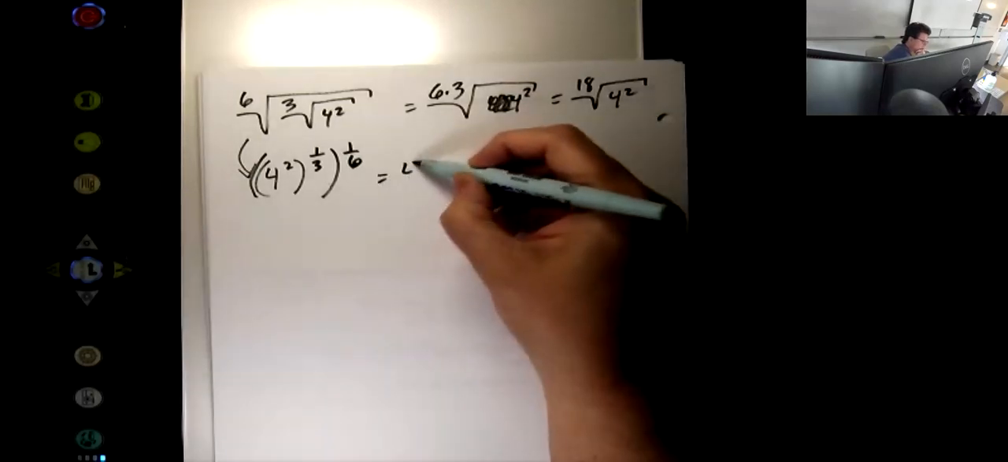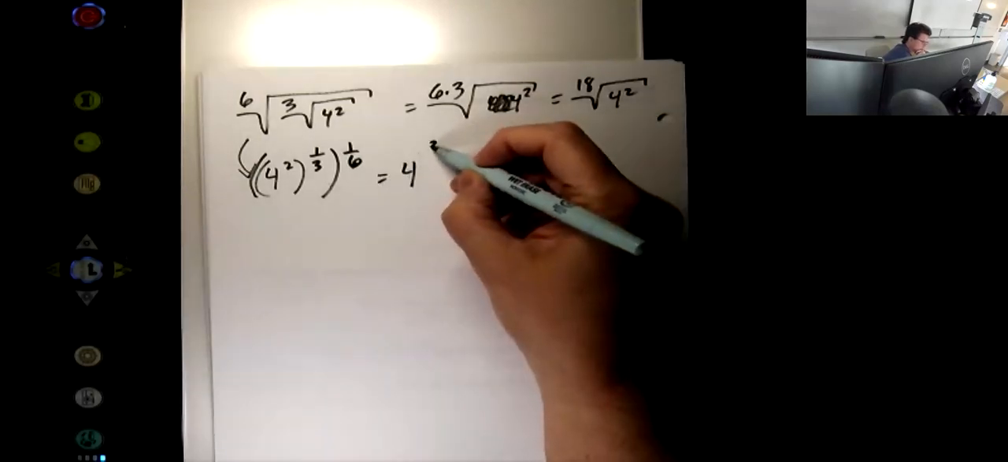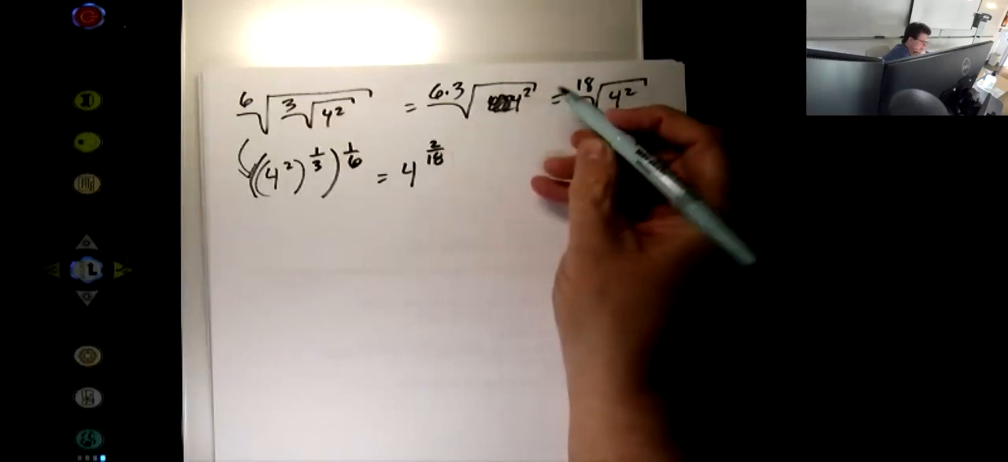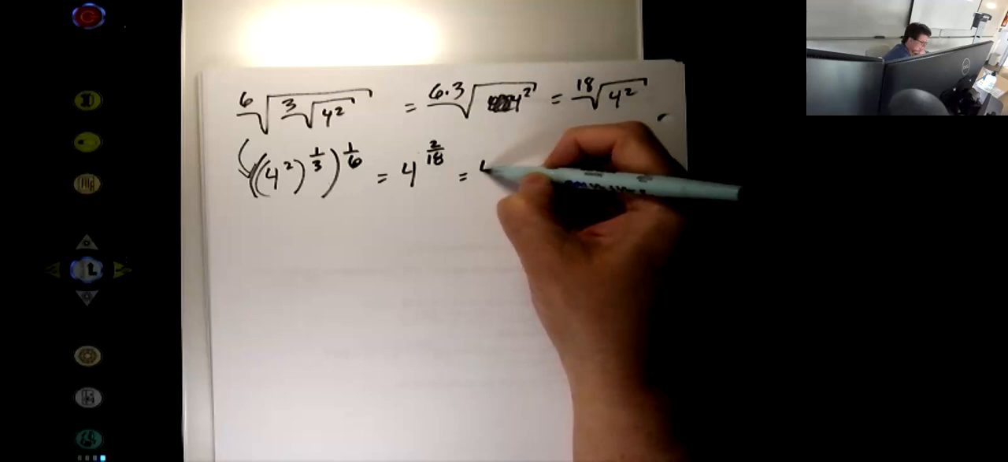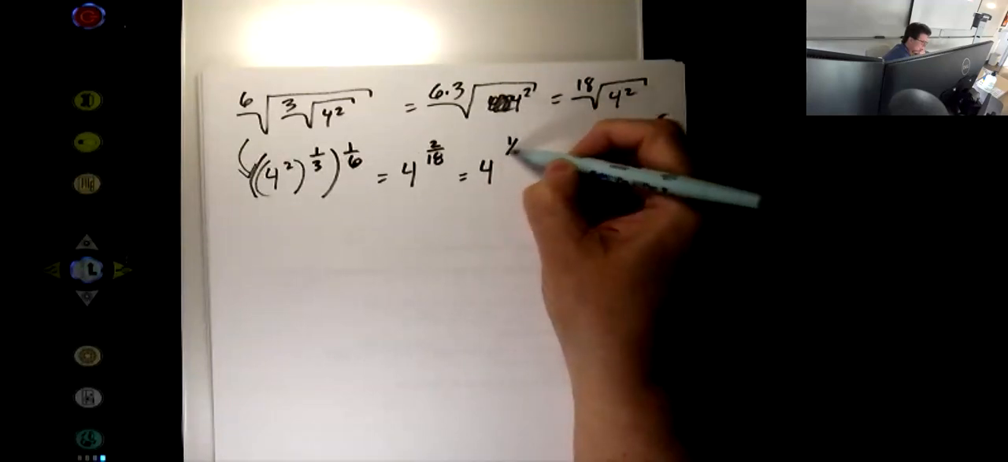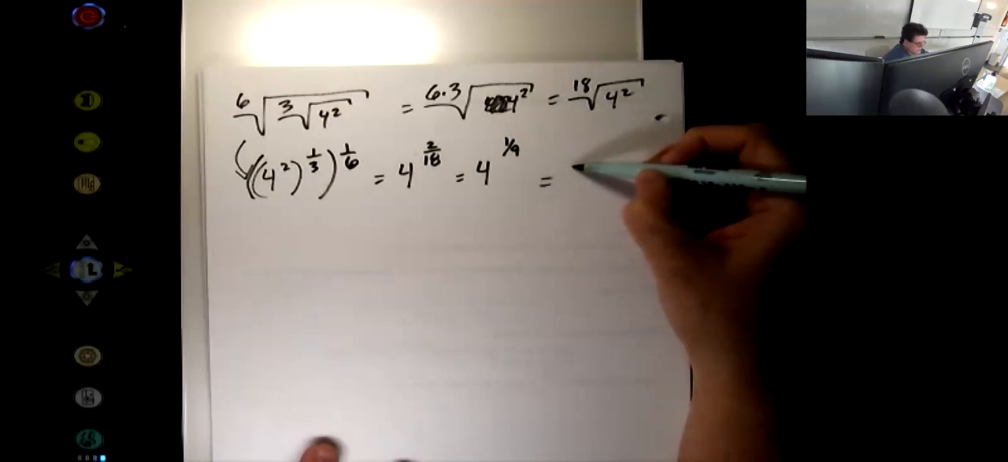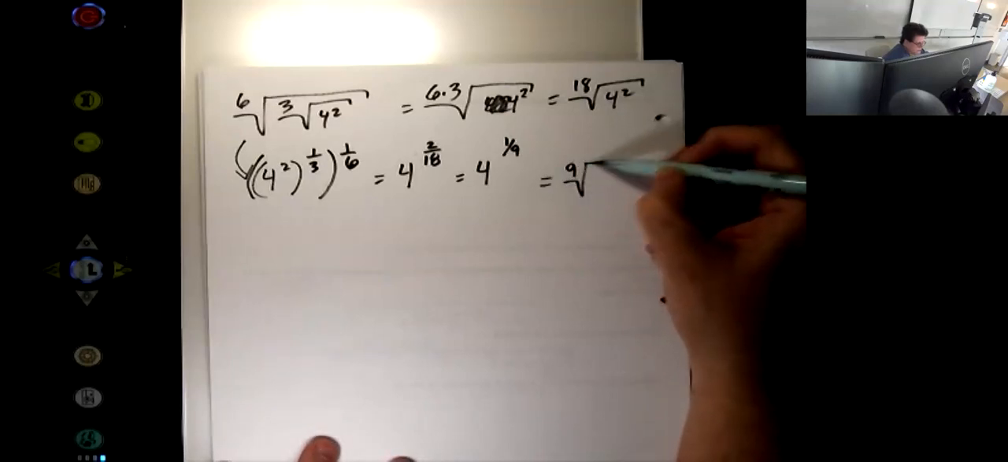This is 4 raised to the 2/18 power. 2/18 simplifies, it's 1/9. So this is the 9th root of 4.